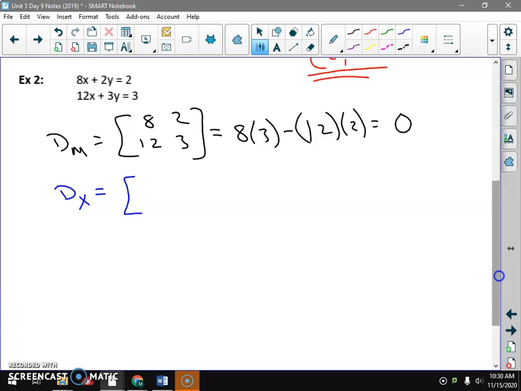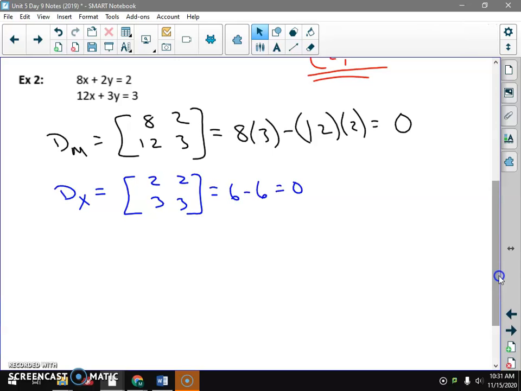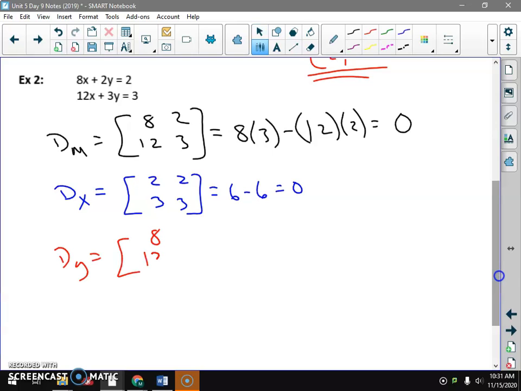X kicks out the x's, replaces with answers, keeps the y's. 6 minus 6. Looking like that's all zeros. Let's try it. dy keeps x's, kicks out the y's, replaces with answers. 24 minus 24. All are zeros.